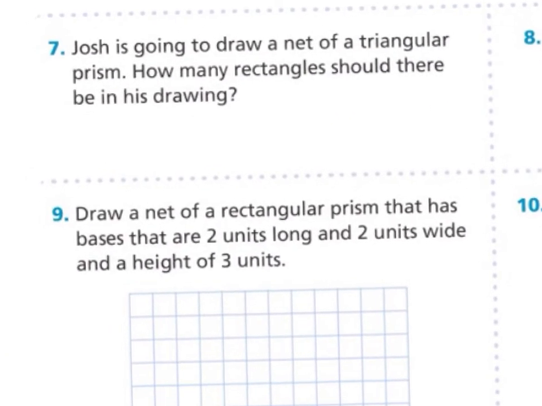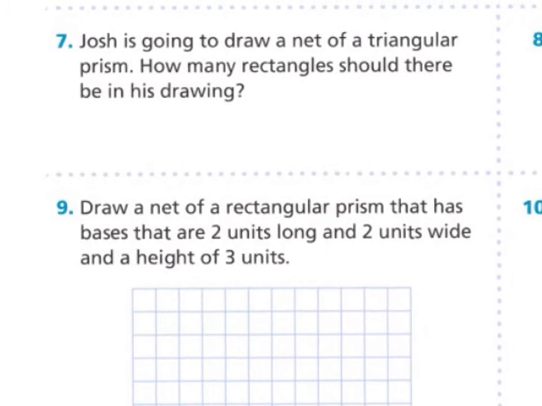Number 7, Josh is going to draw a net of a triangular prism. How many rectangles should there be in his drawing? We just looked at a triangular prism on number 6, so if you look back at that, you can see they would need 3 rectangles.